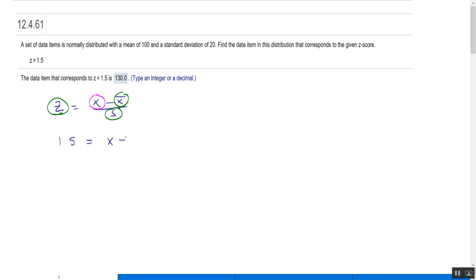Okay, so my z-score is going to be 1.5, and that's equal to the data item, which I don't know, minus the mean. Remember, the mean is 100. And then all over the standard deviation, which we're told is 20. Like I said, this is just an algebraic equation you want to solve.